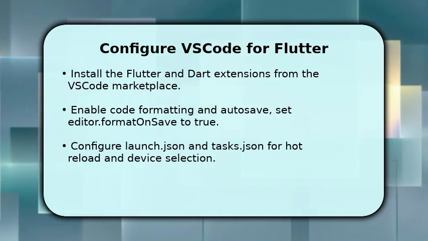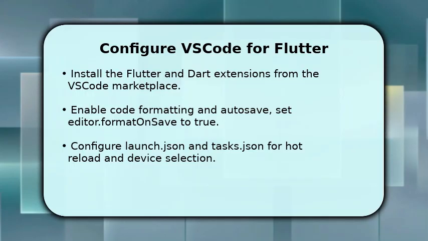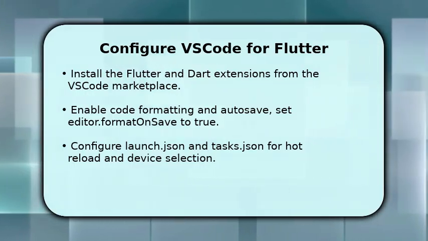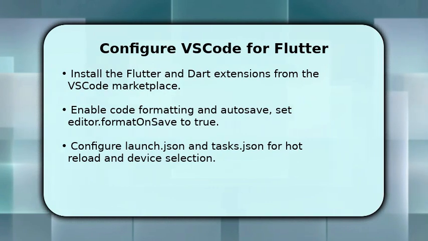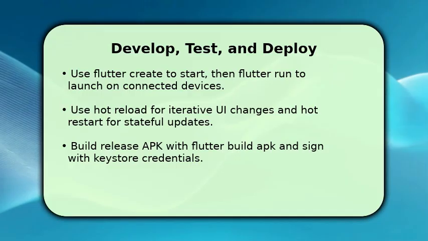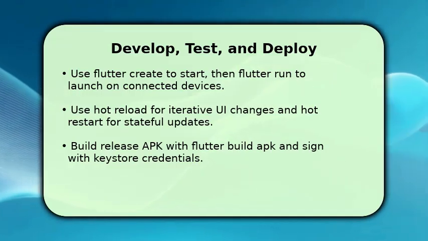Create a launch.json that targets Flutter for device selection and hot reload workflows. Add tasks.json entries for flutter pub get and build commands to streamline. Start a new project with flutter create and open it in VS Code to begin. Use flutter run to launch the app on a connected device or emulator for testing.